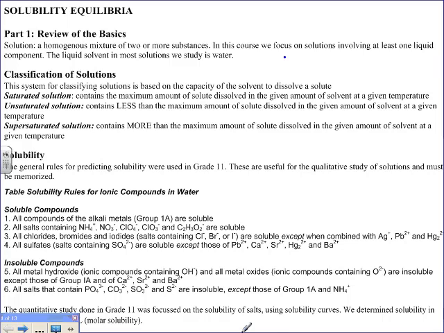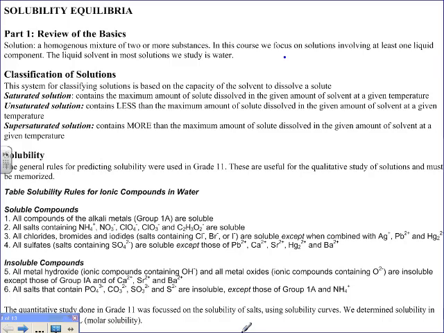Unsaturated has less than the maximum amount of solute, and a supersaturated solution has more than the maximum amount of solute. When we're dealing with solubility equilibria, we are studying saturated solutions, and the equilibrium reactions that we study and the constants are for a saturated solution.